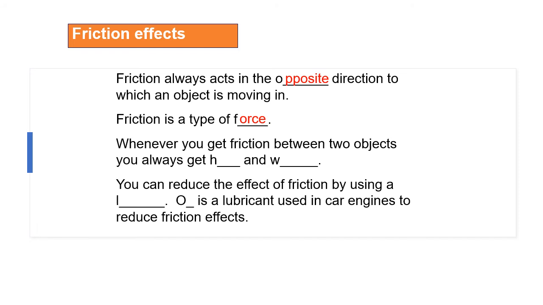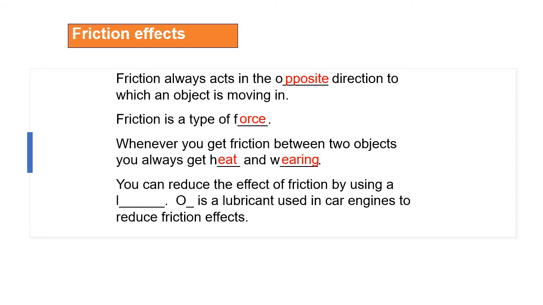Whenever you get friction between two objects, you always get, think about what I said. When you're rubbing your hands together, what happens after some time to your hand? Yes, it gets hot. It gets heat. Whenever you get friction between two objects, you always get heat. Your hands get hot. And wearing. Wearing after some time, especially if it is these parts in the machinery, wear and tear happens.